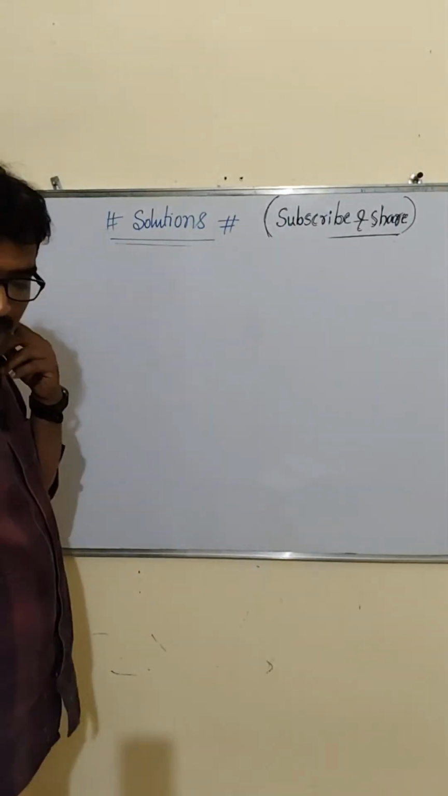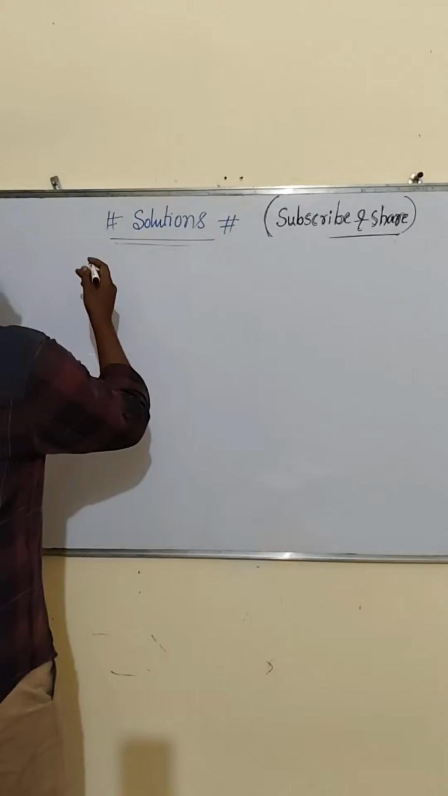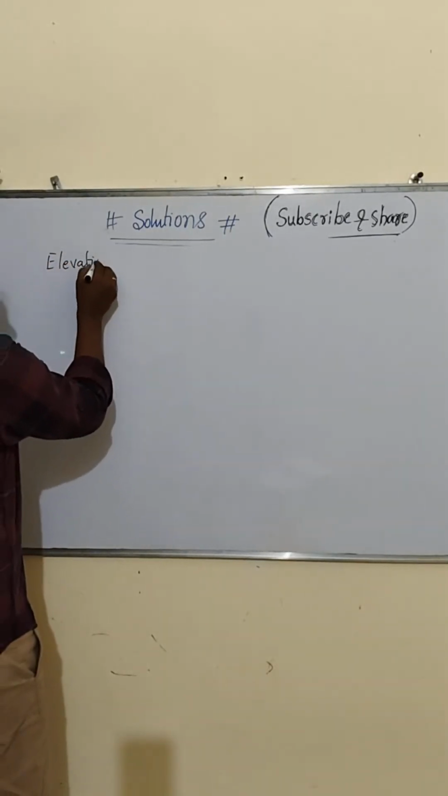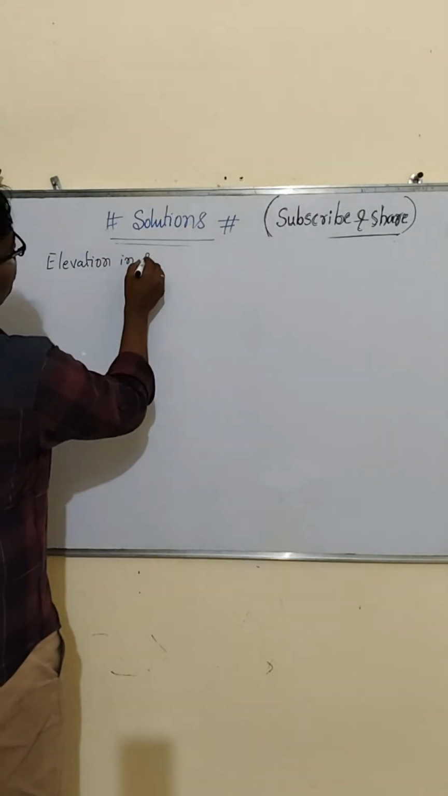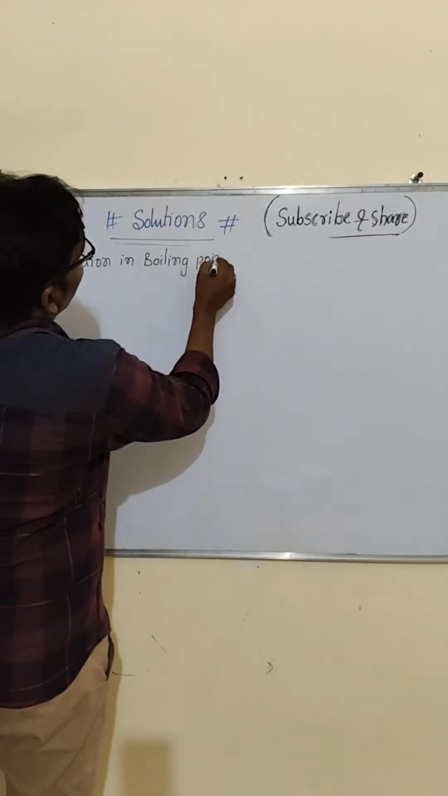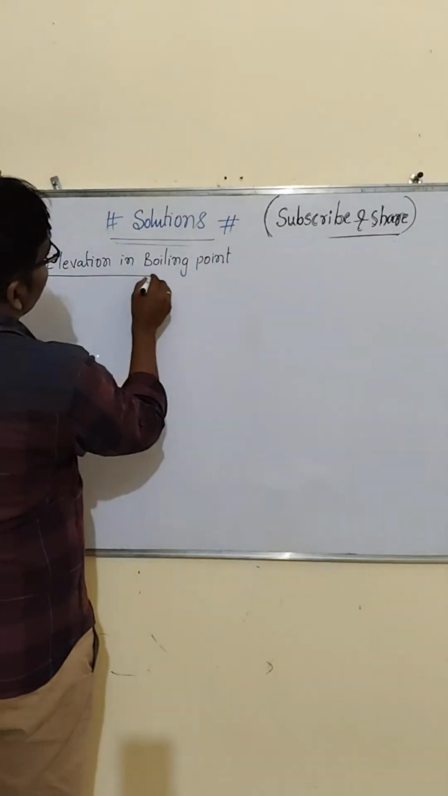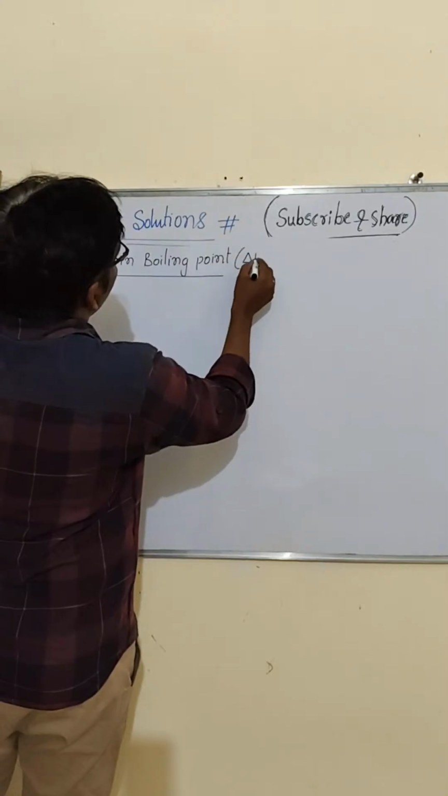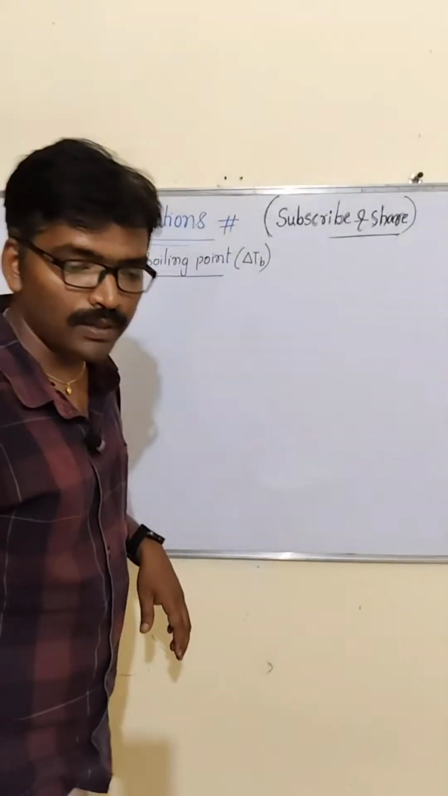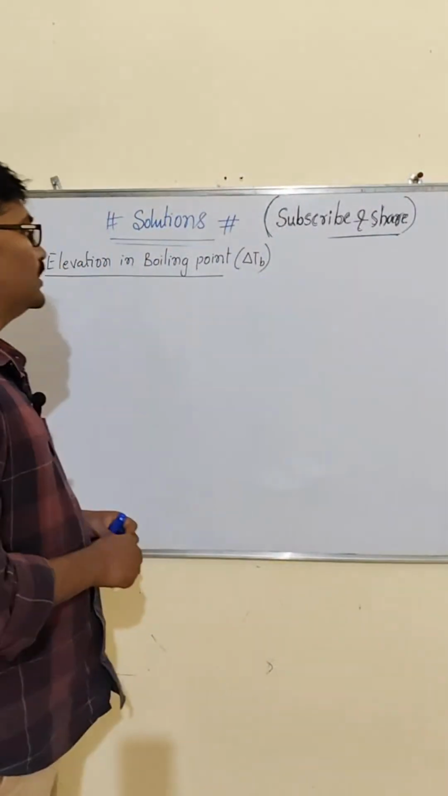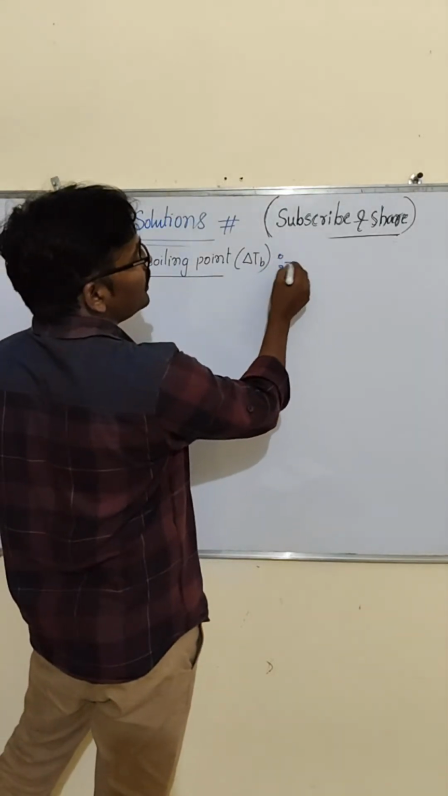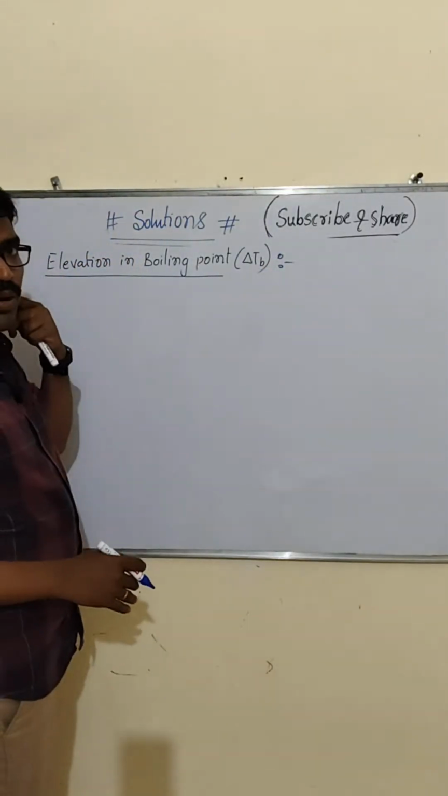So what is the elevation in the boiling point? Elevation in boiling point, we can represent with delta TB. Look, my dear students. So what is delta TB? What is the elevation in the boiling point?